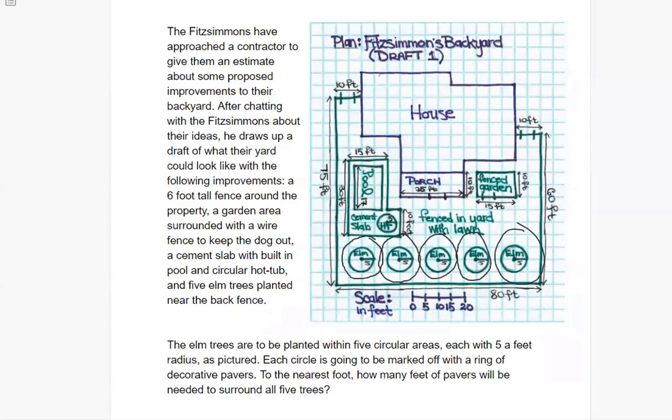Each circle is going to be marked off with a ring of decorative pavers. Okay, so they're going to surround the circle here with our little decorative pavers. I've seen things like that in backyards. In fact, I might have something like that in my backyard.